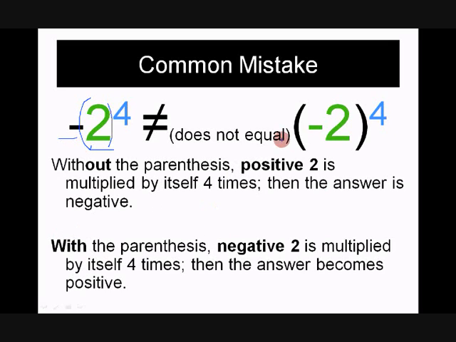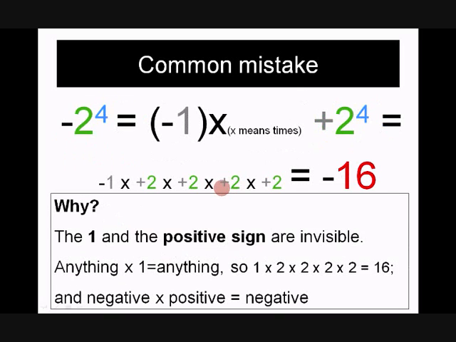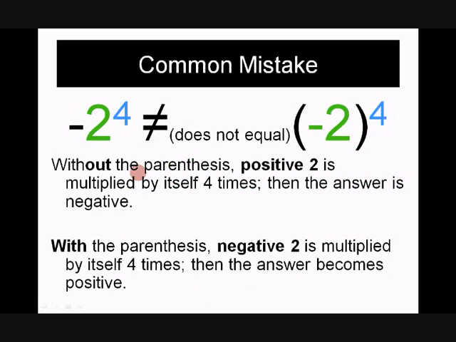So with the parenthesis, what would happen? With the parenthesis, negative 2 is multiplied by itself 4 times. Okay, why? Because the exponent is 4. Then the answer becomes positive. You know why the answer becomes positive? That is because 4 times negative becomes positive.